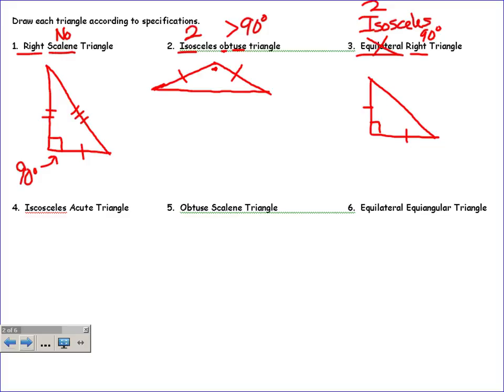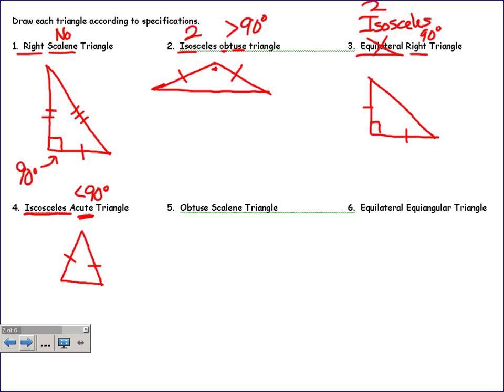Isosceles acute triangle. What does acute mean? Small. Yeah, less than 90 degrees. Cute little angle. Yeah, that's right. I did not even say that out loud. Should look like something like that. Hopefully you're finding this really easy to do. Isosceles acute triangle looks like a little party hat, clown hat, if you will.